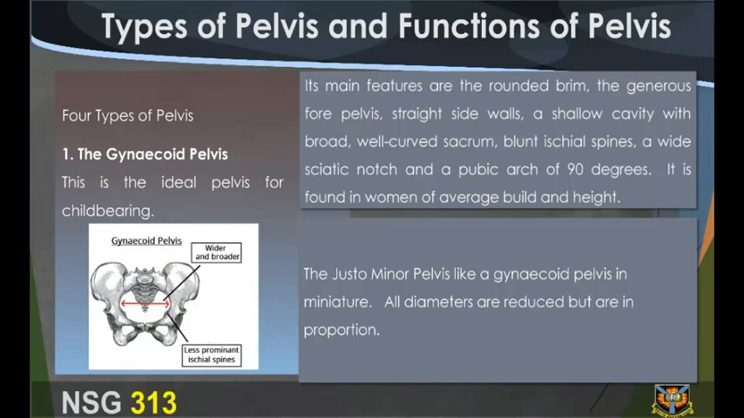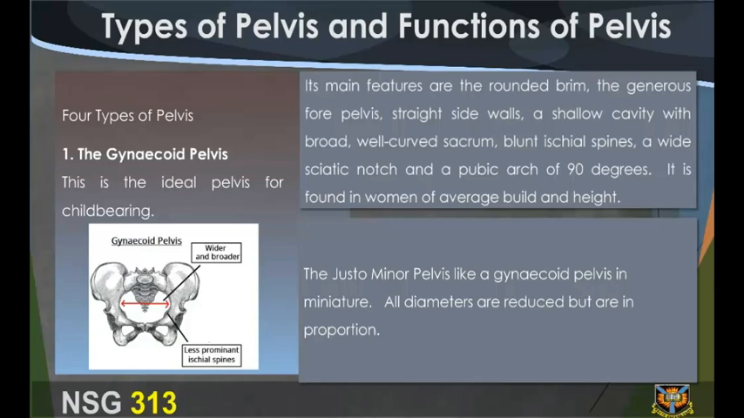Types of pelvis and function of pelvis. There are four types of pelvis. One, the gynecoid pelvis. This is the ideal pelvis for childbearing. Its main features are the rounded brim, the generous forepelvis, straight side walls, a shallow cavity with a broad, well-curved sacrum, blunt ischial spines, a wide sciatic notch, and a pubic arch of 90 degrees. It is found in women of average build and height.